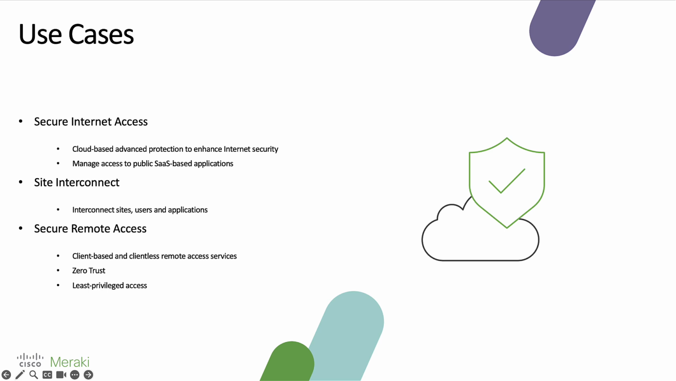Secure remote access allows you to securely connect your remote workers to your private applications that are hosted in your data centers or private clouds through client-based or client-less accessibility methods. Administrators can then apply policies by user identities or groups to ensure least privileged access to private applications is provided, and also help organizations start shifting towards a zero-trust architecture model.